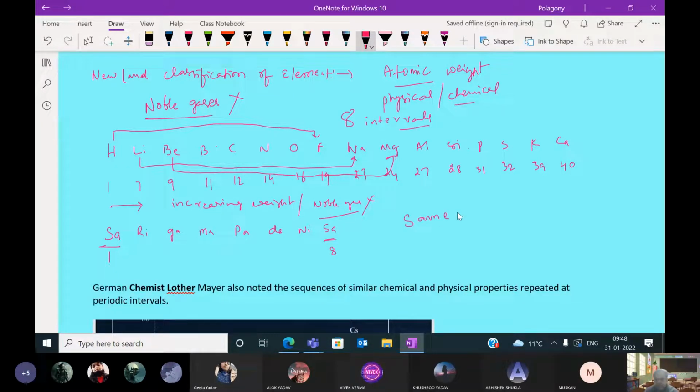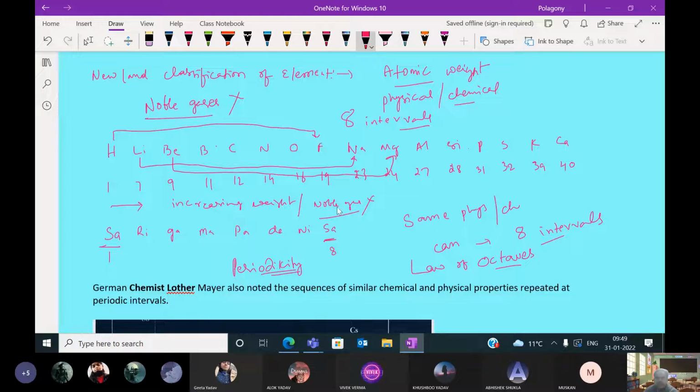The same physical and chemical properties can be noticed. How many intervals? 8 intervals. That's why this law, what we call the law of octaves. Octa means what? 8, octaves. That means for the first time scientifically the periodicity was noticed by the scientist Newlands. First time periodicity property was noticed among the elements by Newlands.